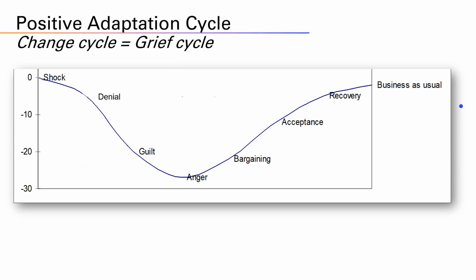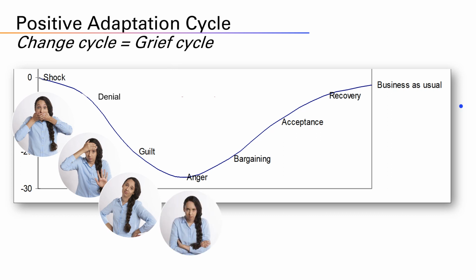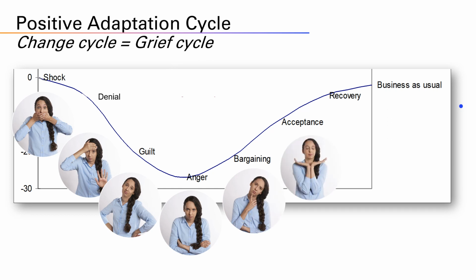First, let's take a look at the grief cycle. The initial reaction is shock, followed by denial that the change is happening, then a feeling of guilt, either that you could have changed earlier or reacted better to the change, then anger at the company, at other people, at the country, then bargaining, and finally acceptance and recovery. You end up at a place that is sometimes a bit lower than before.